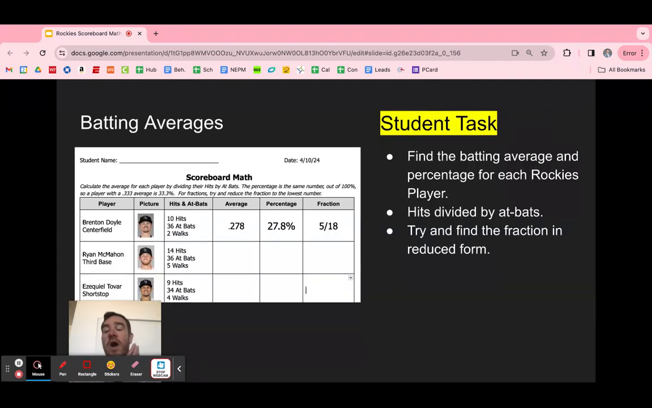All right. So what we want our students to do now, teachers, you can go ahead and pause this video and give students enough time to finish out the scoreboard math to find the average of all of the players that they have on that Rockies sheet. Again, they're finding the average by doing the number of hits divided by the number of at-bats. We have some calculators that we can have students use, and it's up to teachers if they're working individually or in groups. But give students some time to finish this sheet, and then you can resume the video. I'll give you time to press the pause button.